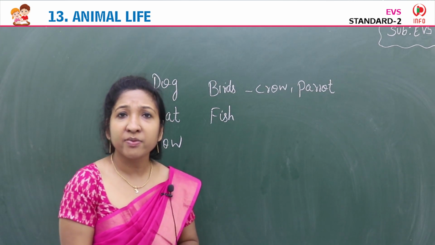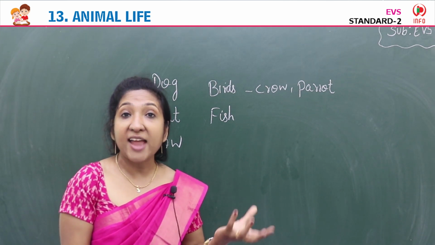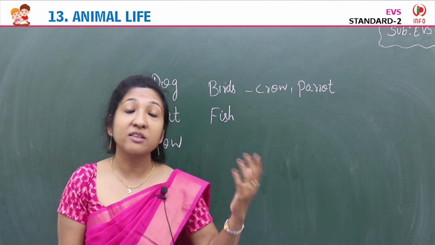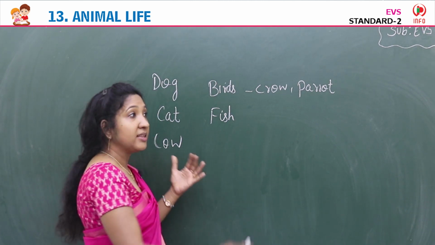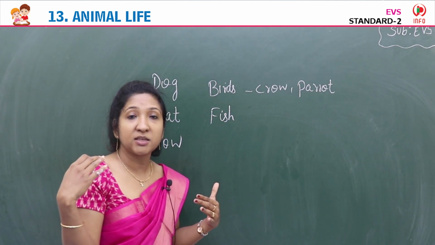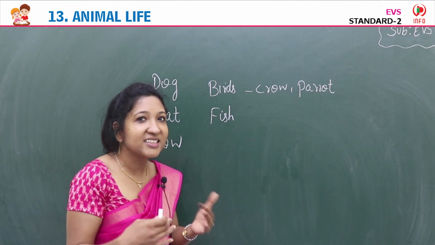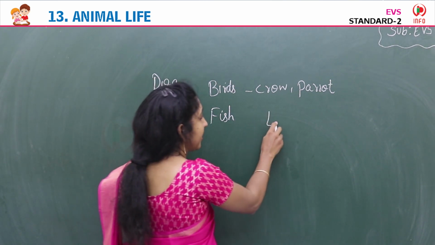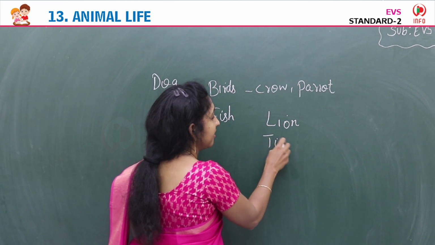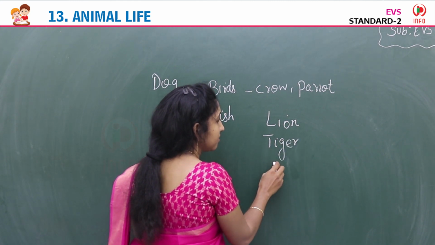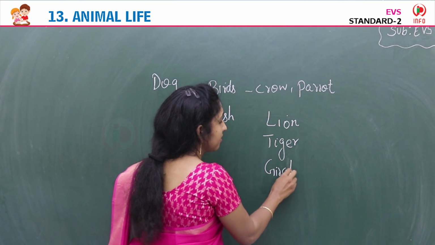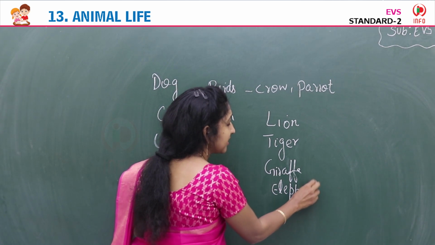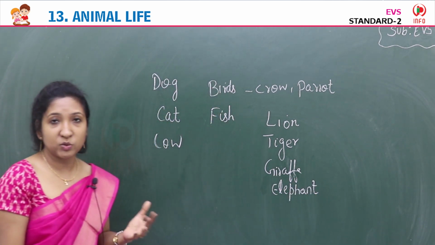Then some animals, when we go to zoo, have you ever visited a zoo, children? In zoo, wild animals are kept and protected, and in zoo we can see many wild animals, means the animals that we can see only in the forest. We cannot go to the forest and see them, isn't it? So we can visit zoo and we can see many animals like lion, tiger, then giraffe, then elephant. There are many animals like this we can see in the zoo.